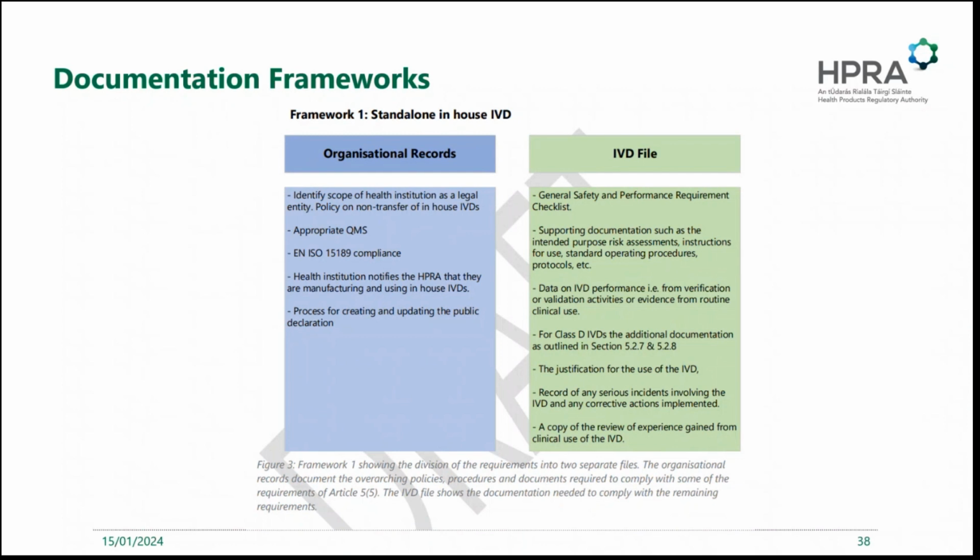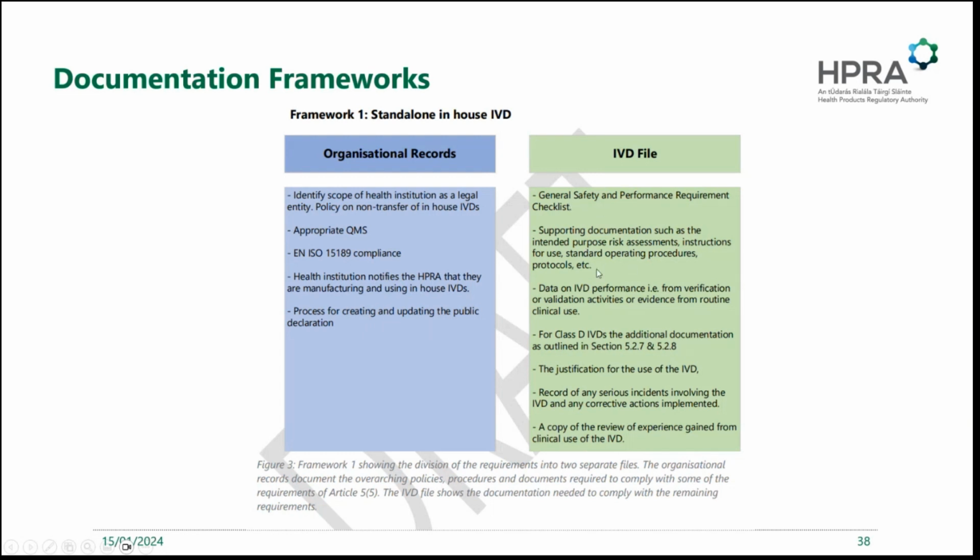But this first framework is really applicable for in-house IVDs where you're making one or two and they don't really have a lot of relationships with one another. So they're not similar technology, they're not similar workflows. So at an organizational level, you can have your records that will cover some of those requirements in Article 5.5. So the transfer of devices, the appropriate quality management system, your means of demonstrating ISO 15189 compliance, the notification to the HPRA that you're manufacturing and using in-house IVDs, and having that process in place for creating and updating public declaration. And then for each of your separate in-house IVDs, you'll do your checklist.